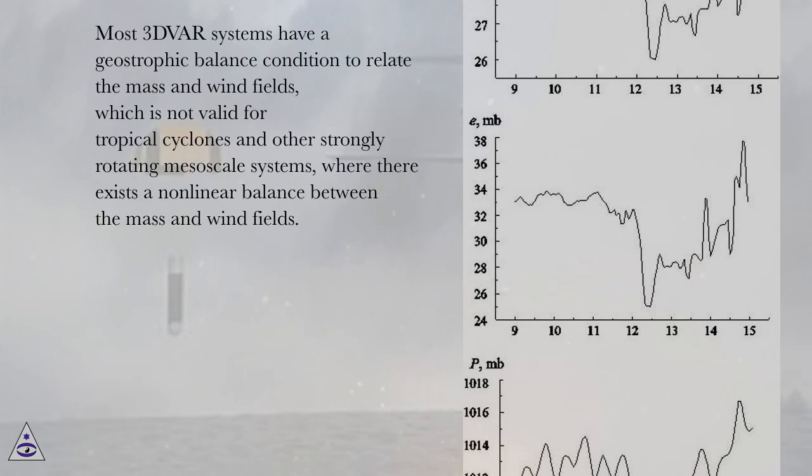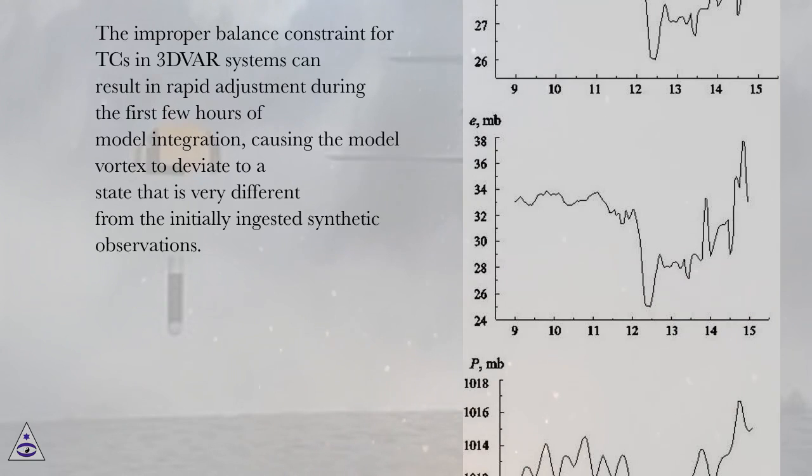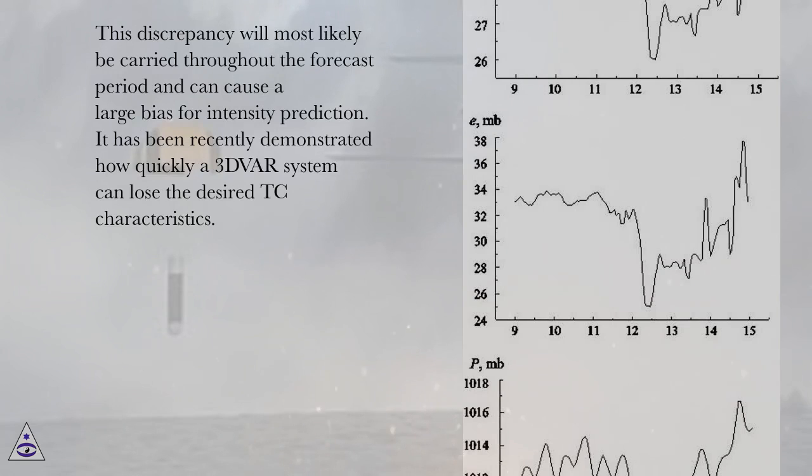Most 3VAR systems have a geostrophic balance condition to relate the mass and wind fields, which is not valid for tropical cyclones and other strongly rotating mesoscale systems, where there exists a nonlinear balance between the mass and wind fields. The improper balance constraint for TCs in 3VAR systems can result in rapid adjustment during the first few hours of model integration, causing the model vortex to deviate to a state that is very different from the initially ingested synthetic observations. This discrepancy will most likely be carried throughout the forecast period and can cause a large bias for intensity prediction.